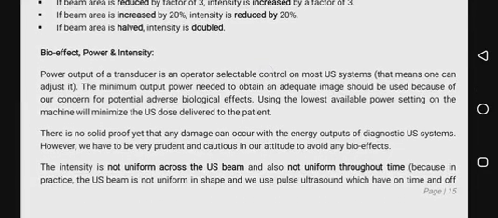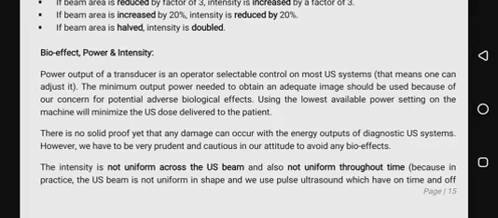So bioeffect. Let's look at bioeffect, power, and intensity. The power output of a transducer is an operator selectable control on most ultrasound systems. That means one can adjust it. Now, if you have that kind of machine, give that place attention. Look for that. If you have a machine that does not have power control, don't worry. There is an automatic adjustment that goes on within your system. But if you have it, give attention to it.